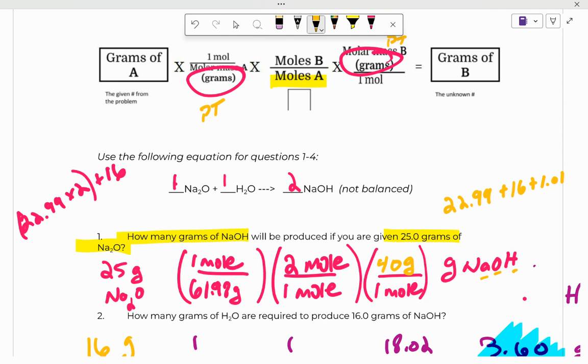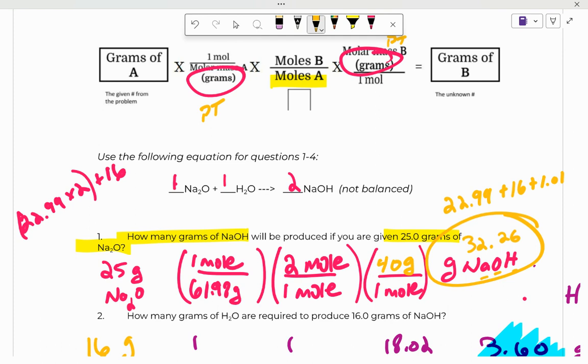All righty. Last part is what? Punch it in. Okay, so now everybody should try to punch it in with me. 25 parenthesis 1 divided by 61.98 parenthesis 2 divided by 1 parenthesis 40 divided by 1 parenthesis 32.26. Aha. If you put in 25 grams of sodium oxide, you are going to get 32.26 grams out.